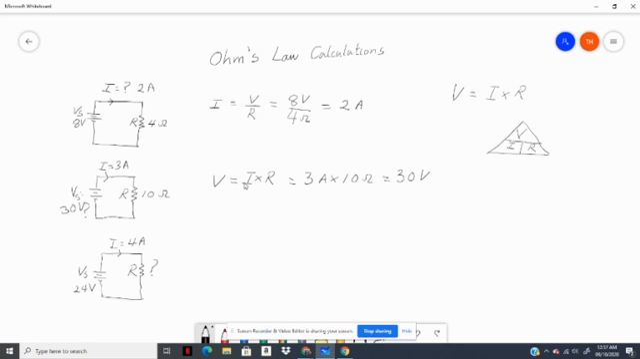All right, V equals I times R. I is 3 amperes. The resistance R is 10 ohms. So the voltage is 30 volts.